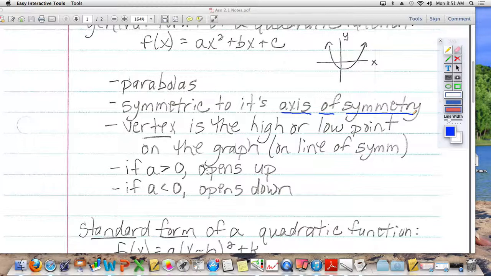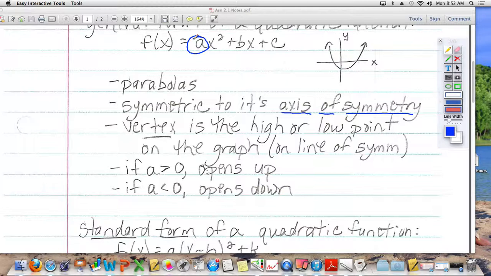Its vertex is the high or the low point on the graph. It also falls right on its line of symmetry. If the a value, this a value right here, is greater than 0, you guys already know this, the graph opens up. In other words, the number in front of x squared is positive. It opens up. If it happens to be less than 0, then it opens down. So negative values mean it opens down. Stuff you guys already know anyway.